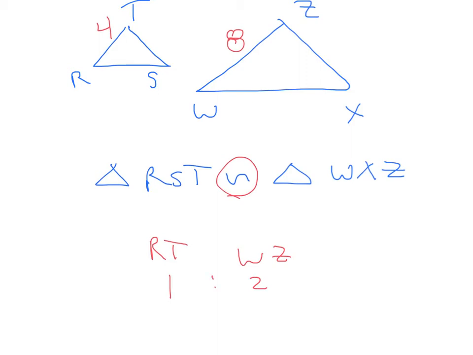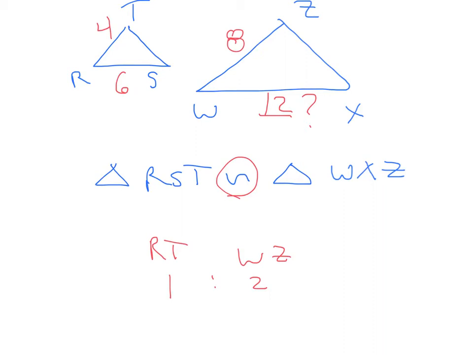So if I were to have RS be a 6, what value would this be right here? Well, if the first pair of sides, RT and WZ, have a ratio of 2 to 1 or 1 to 2, then this side right here will have that same proportion. So if this is a 6, this has to be twice that, so we're stuck with a 12. So here we can see how the sides of similar polygons relate to each other.